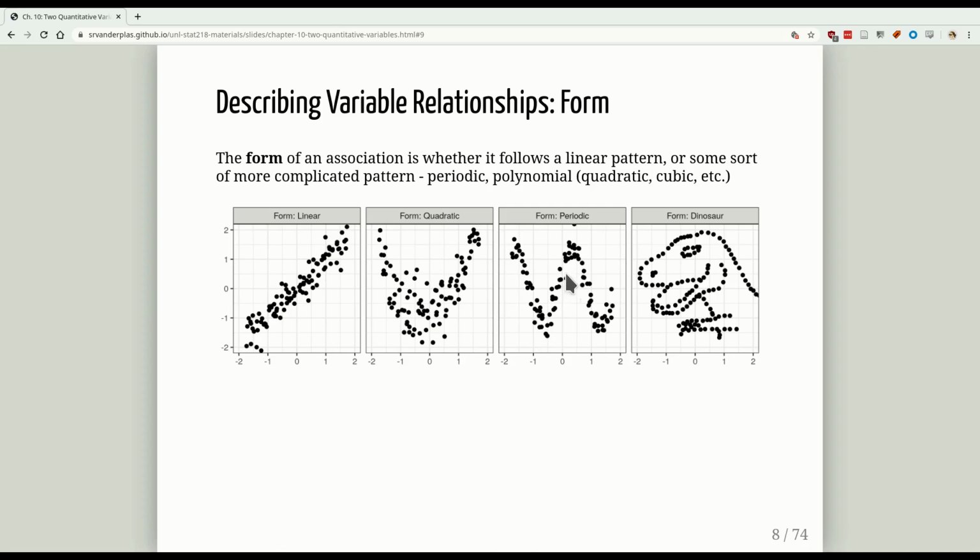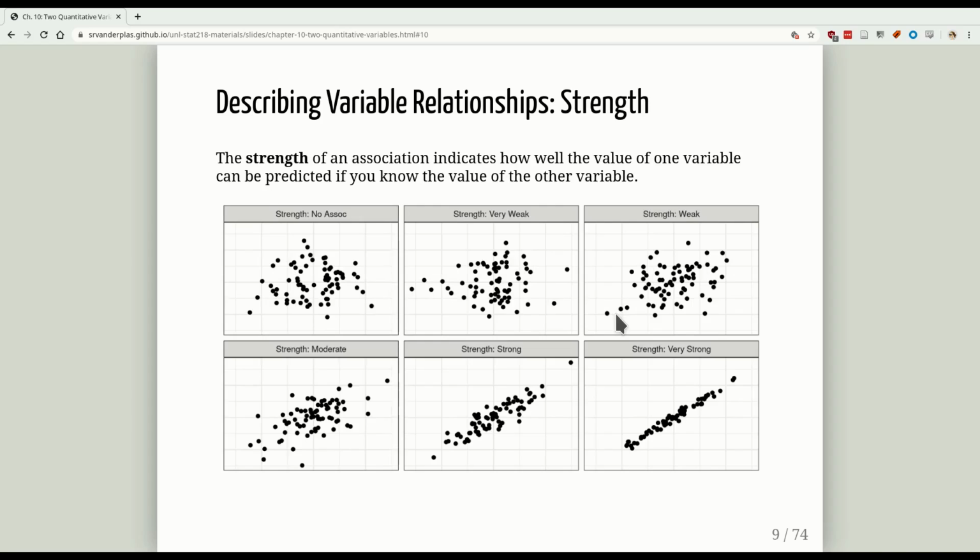You'll often see this kind of periodic behavior. And the fourth plot, obviously, is a dinosaur-shaped relationship, and I'm not really sure what that means in science, but I really wanted an excuse to plot a dinosaur, so there you go. Alright, so we can also describe the relationship between two variables using the strength of an association.